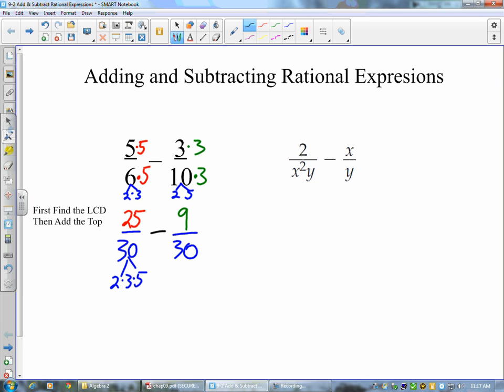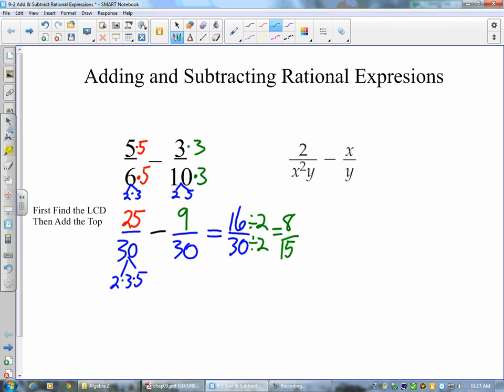Now we can subtract. We'll add or subtract just the top numbers. 30 will stay 30 on the bottom. So 25 minus 9 is 16. And then reduce if we can. In this case, we can divide both top and bottom by 2. That equals 8/15.